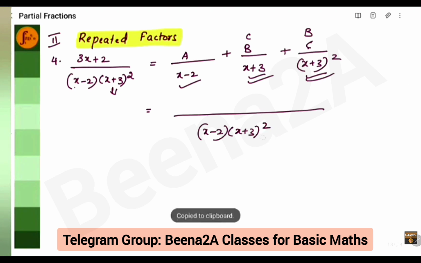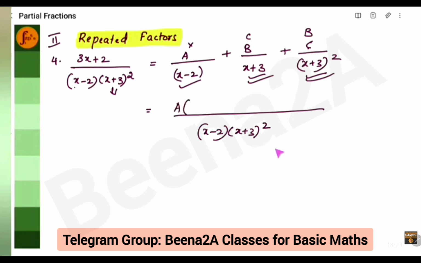I can prepare a separate video on LCM method. So now when I use LCM, I'll get (x minus 2) and (x plus 3) the whole square. So now I'll have to multiply. x minus 2 is already here, so I'll have to take this one.